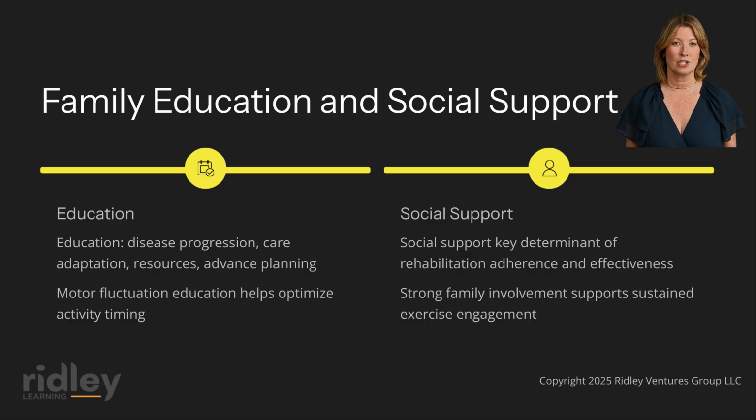Education regarding the distinction between motor fluctuations and disease progression helps families understand symptom variability and optimize timing of activities and care provision. Information about community resources, support groups, and respite care options helps families access support and prevent caregiver burnout. Advanced care planning discussions, facilitated by occupational therapists in collaboration with palliative care specialists, help families prepare for future decisions regarding care intensity and goals.